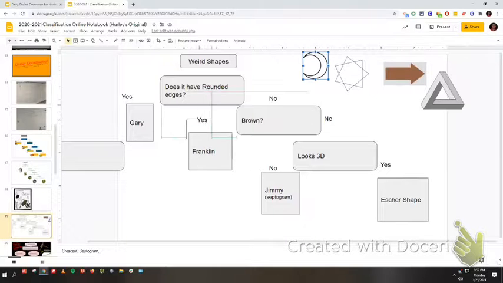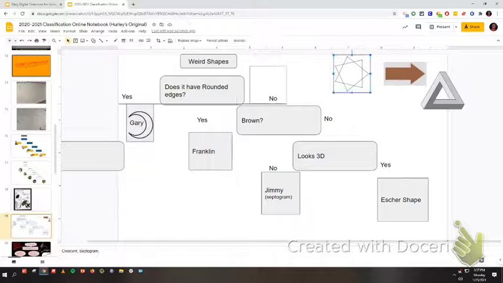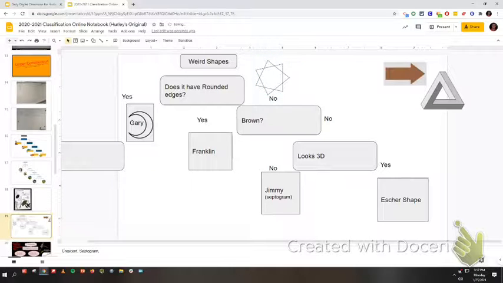Does this shape have a rounded edge? Does it have rounded edges, yes or no? If yes, well, the class that did this one named it Gary. So the name of that shape is Gary. This one, does it have rounded edges? No, it does not have rounded edges. Okay, is it brown? No, it is not brown.